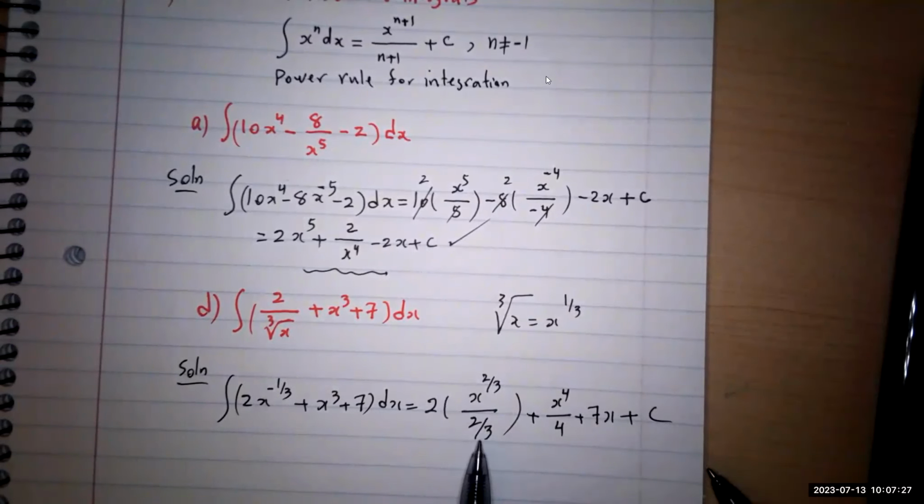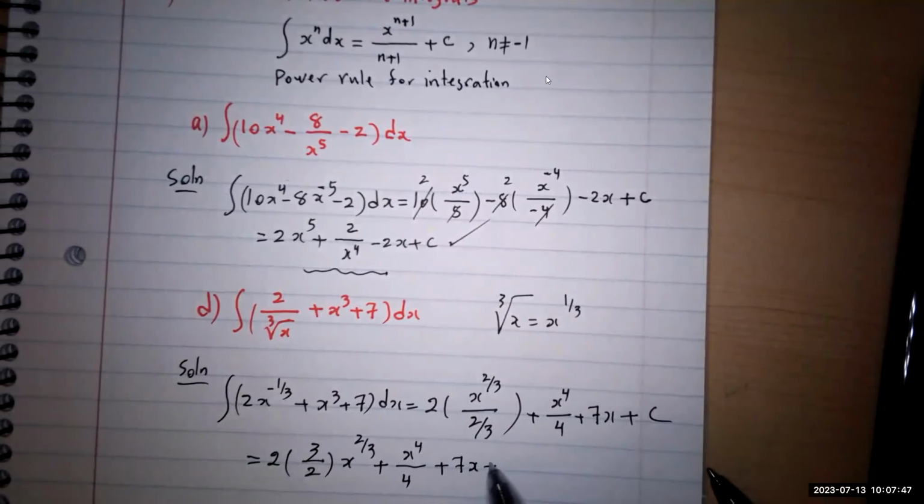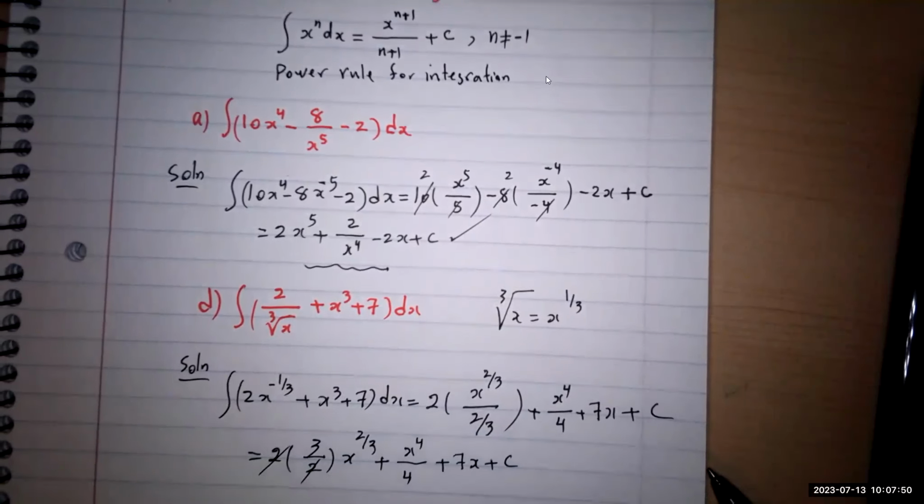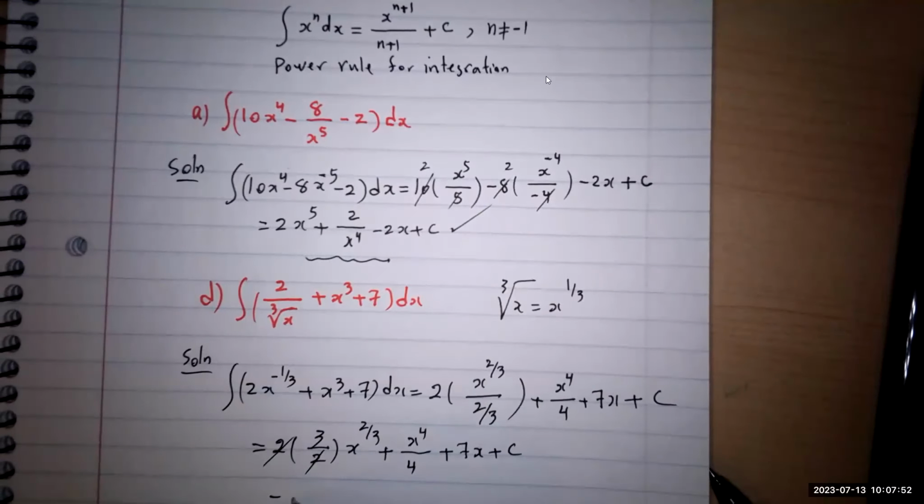You have to simplify this one and use the reciprocal to bring this number up. So it's going to be 2 times, the 2/3 would be 3/2, x to the 2/3, plus x to the 4, over 4, plus 7x plus c. These two would cancel out. So the final answer: 3x to the 2/3 plus x to the 4, over 4, plus 7x plus the constant c.